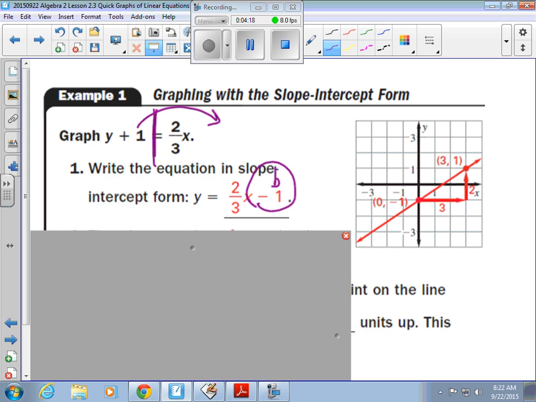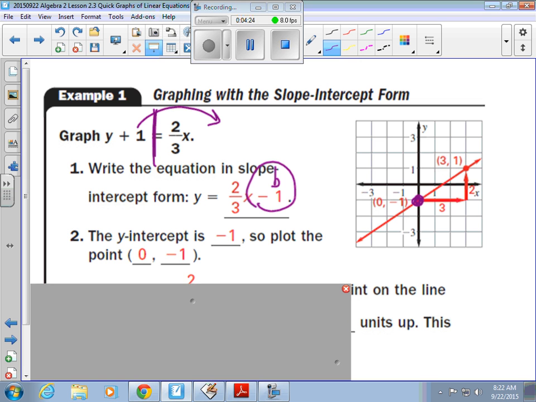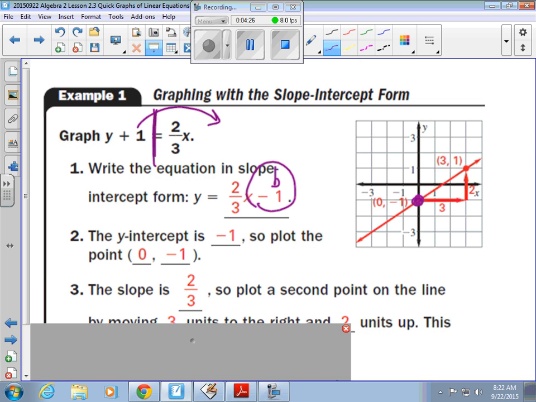So on your y-axis, you put your first point at -1 right there. The next step is to look at your slope, 2/3, this one right here. You need to rewrite it as 2/3 so you can see it. That's fine. That's where it tells you where to move. Go up 2 and go to the right 3.